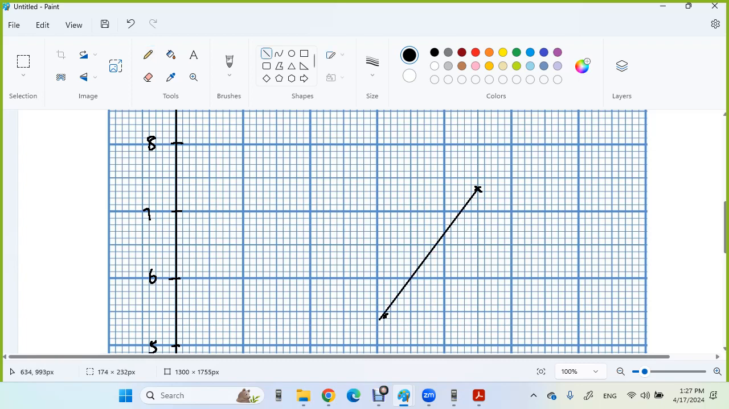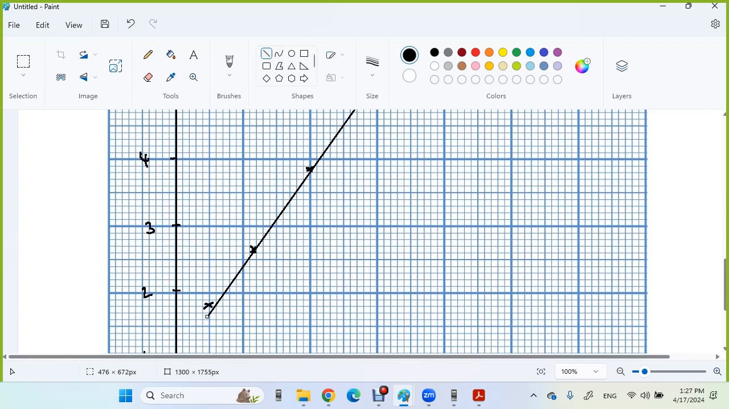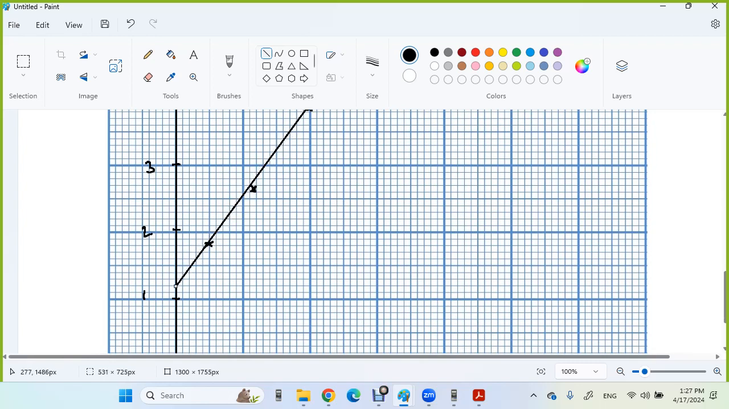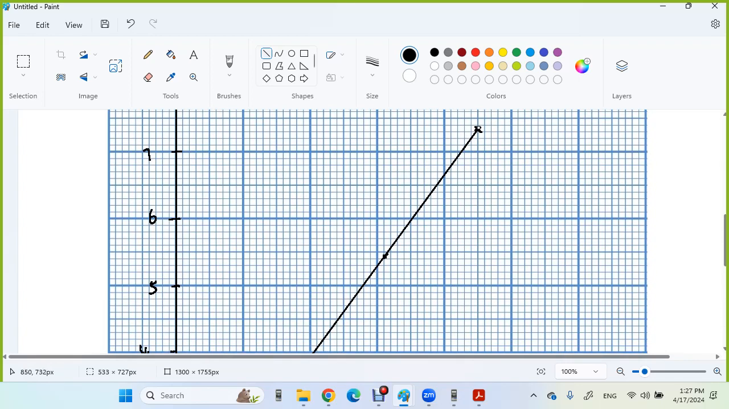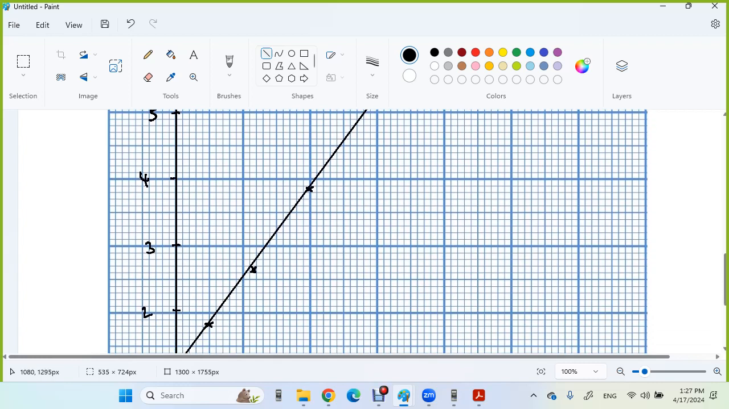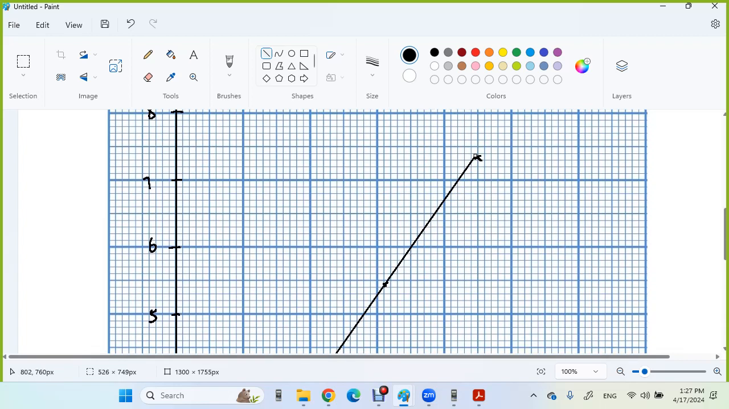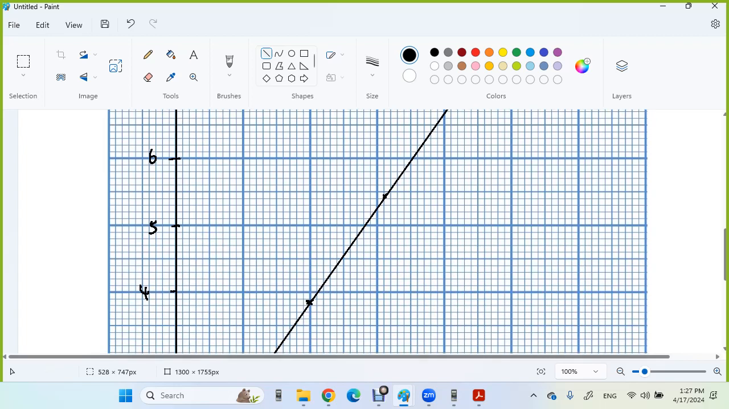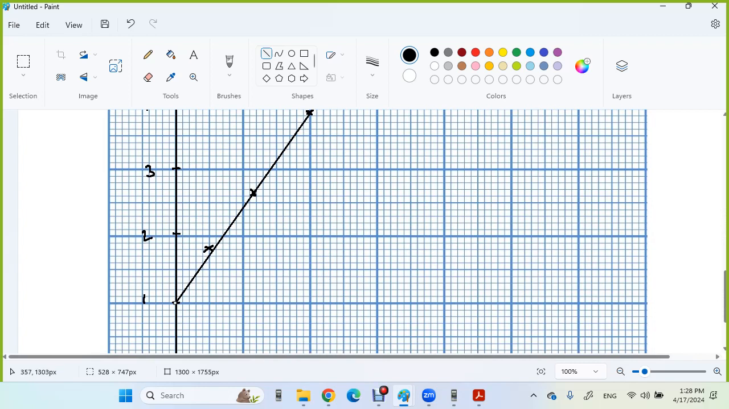Okay, and then we try to connect all the points, as many points as possible. Draw the line of best fit. So the line of best fit is something like this. It almost passes through all points, just one point does not pass.